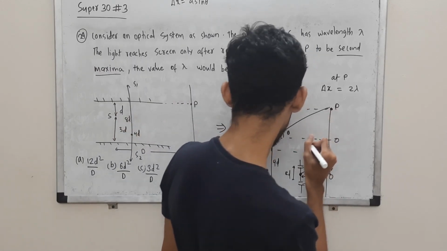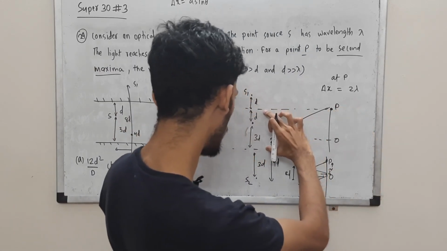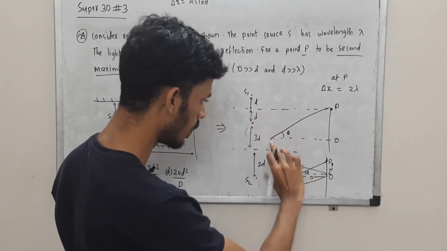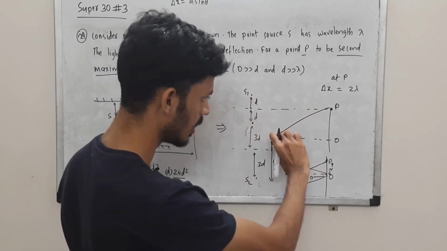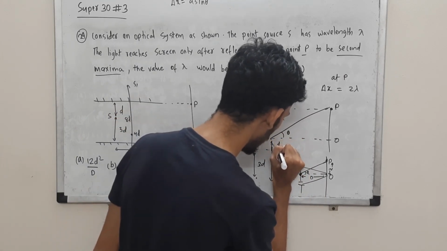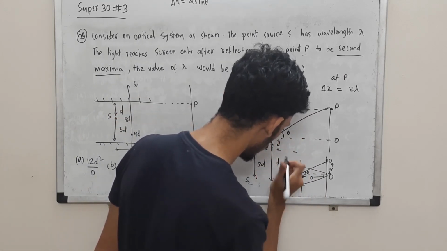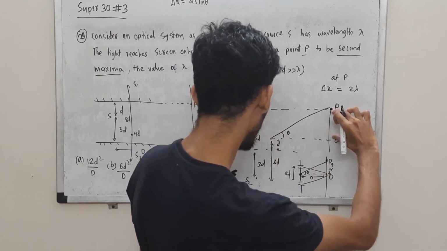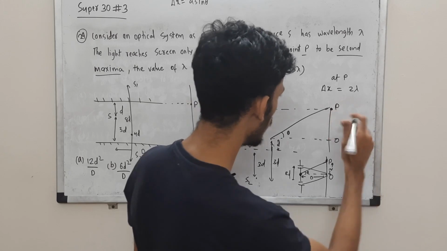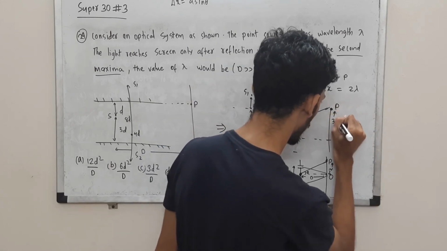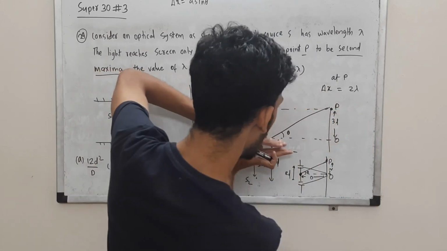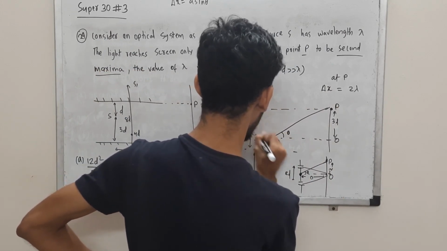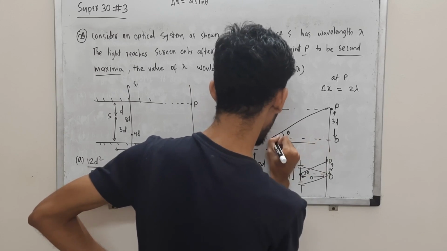If you see, the total distance between the two mirrors is 4D. This part is D, I told you, because this is 4D, this is 3D, so this is D. This is D and this is 3D, so in total it's 4D. So you can see that this distance will be 3D, total distance 4D minus D. And this distance, actually from here, will be capital D.